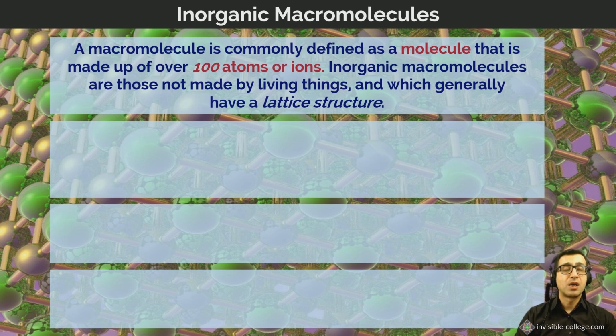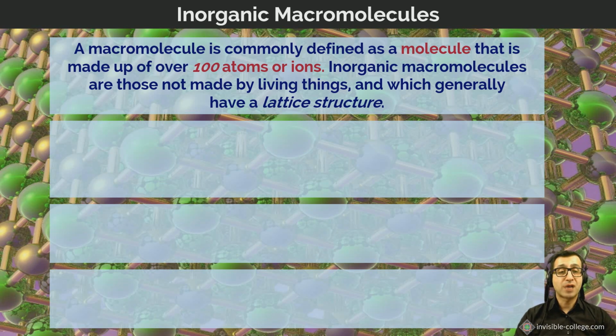Inorganic macromolecules are the ones which are not made by living things. So the kinds of macromolecules that living things are made up of are proteins, nucleic acids like DNA and RNA, carbohydrates, like starch, for example, or cellulose, which you find in plant cell walls, and lipids, fats and oils. These are large molecules, but these are organic molecules. These are molecules made by living things.